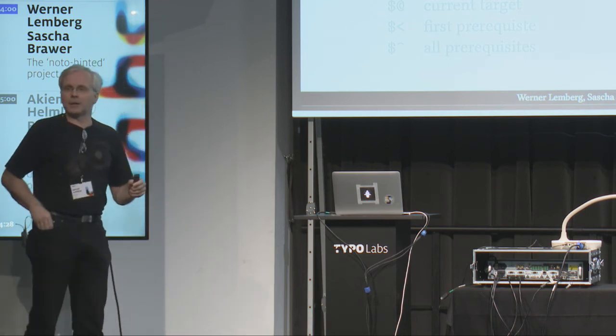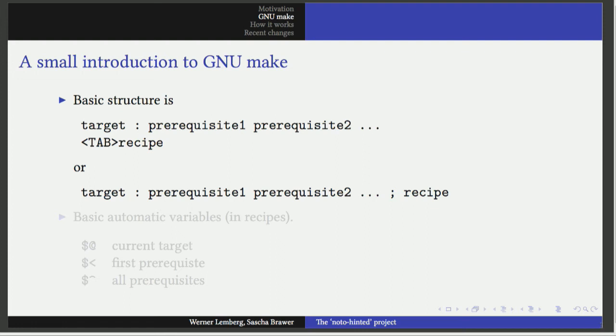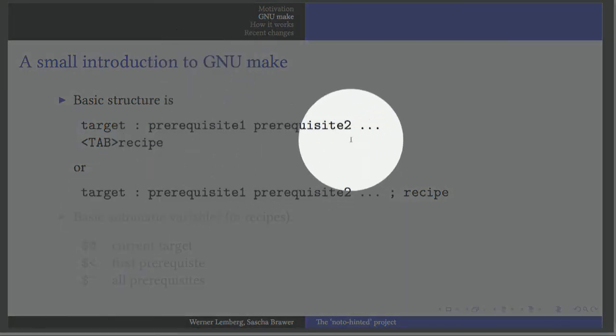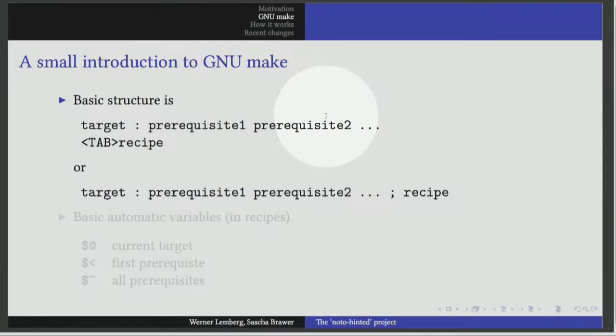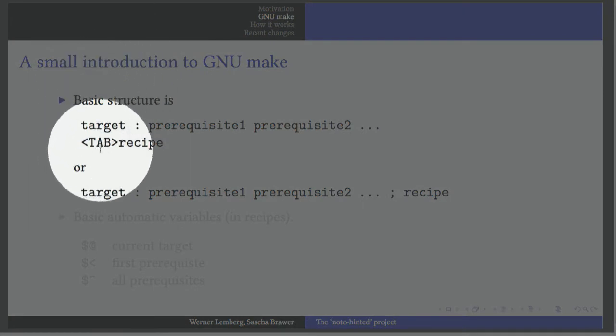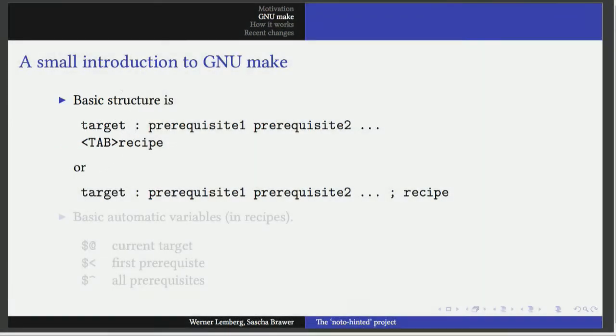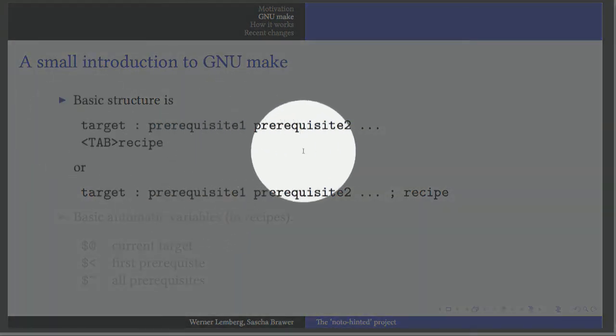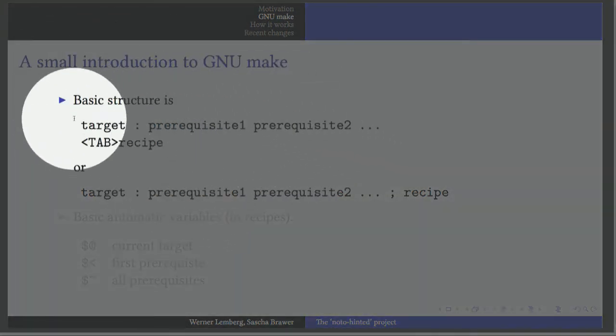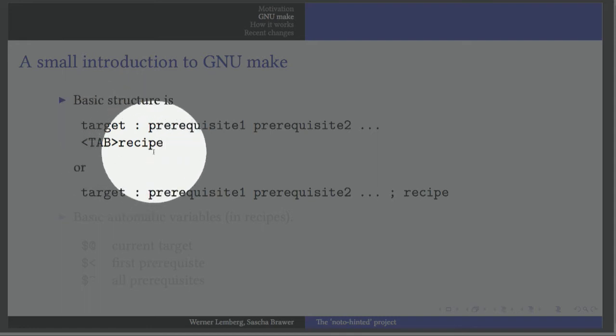The idea of the makefile is quite simple. You have a bunch of prerequisites. Usually these are files. And you have a target. In most cases, this is another file. If one of the prerequisites is older than the target, you should execute the recipe.